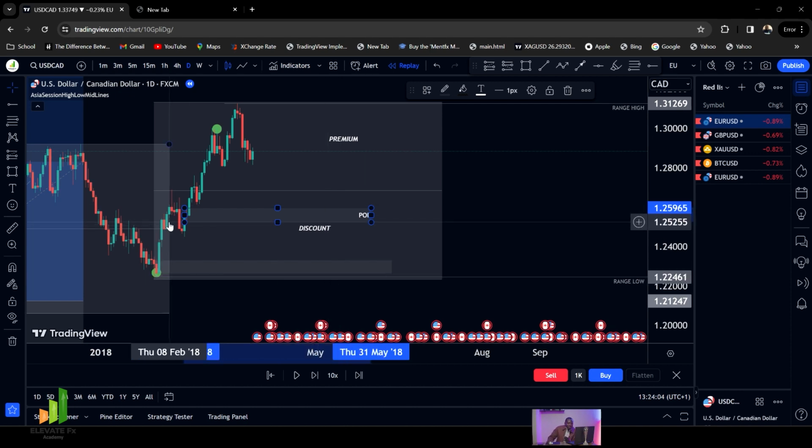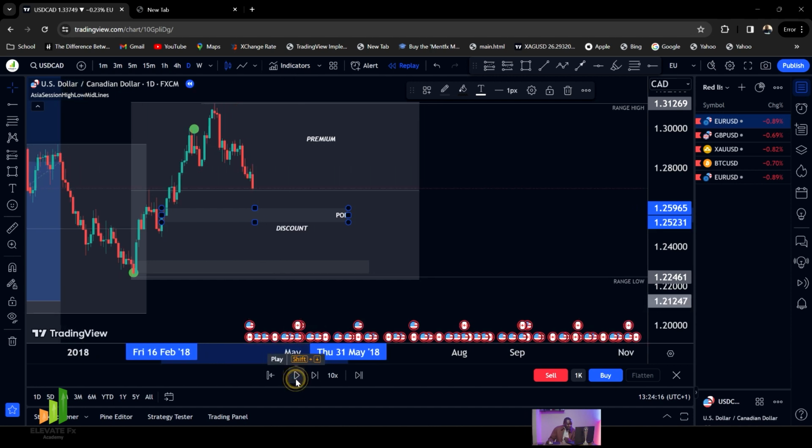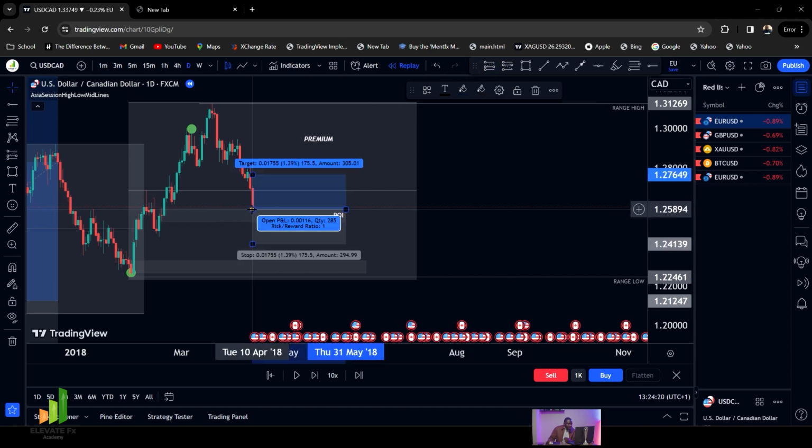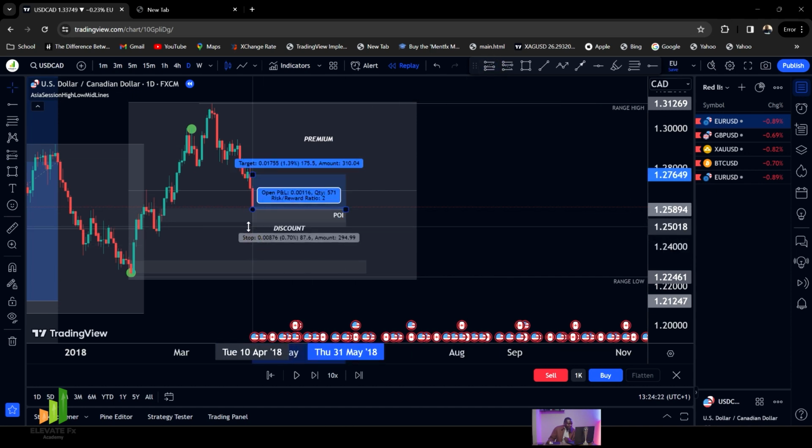Now this is the other block that has been formed. It has taken out external liquidity, and I'm looking to get involved in this trade. Another reason is because this area is going to be at a discount. So let's go ahead and see what happens. Okay, we have price approaching that area. We're going ahead to take a long from this area.